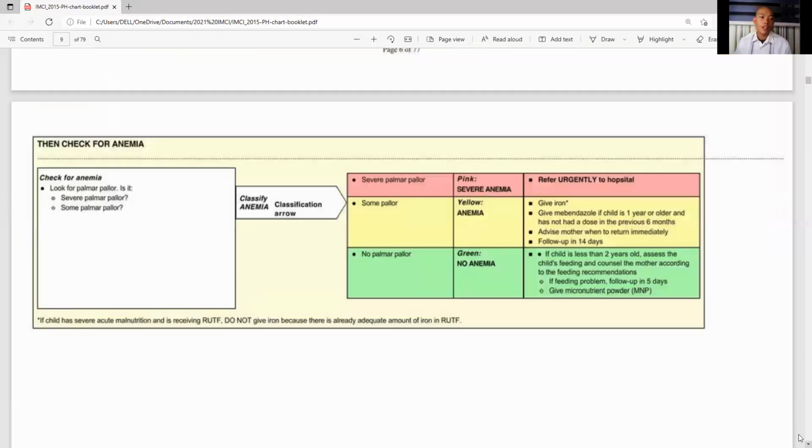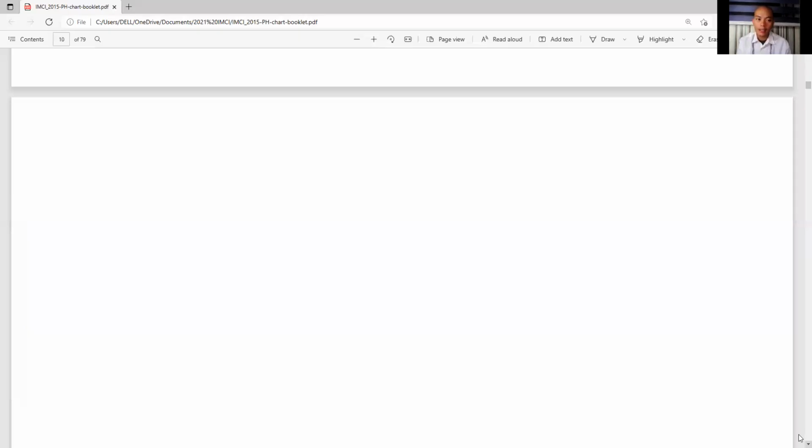For checking for ear infection, we check for anemia. We classify the anemia. What are the questions? Palmar pallor. Okay, so ito yung nakita nyo kanina. Some pallor, severe palmar pallor, no palmar pallor. Okay, so difference.